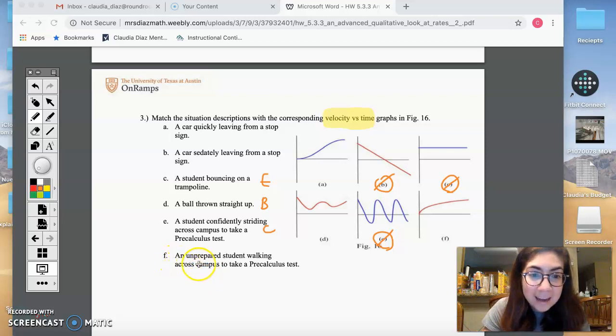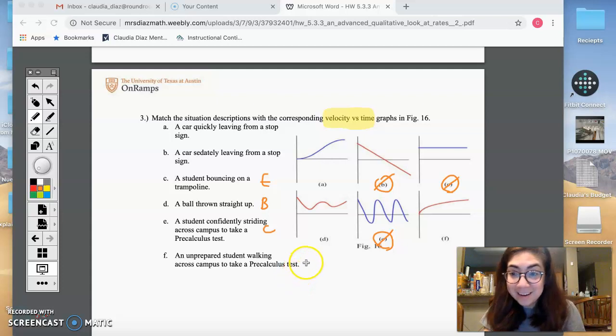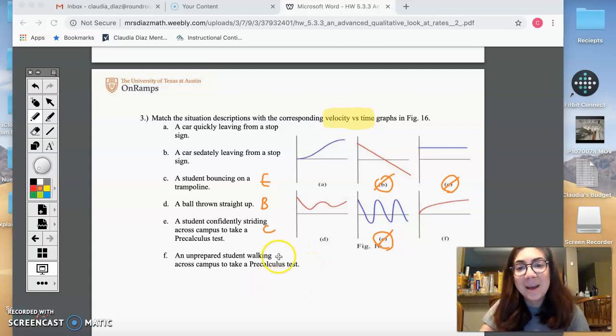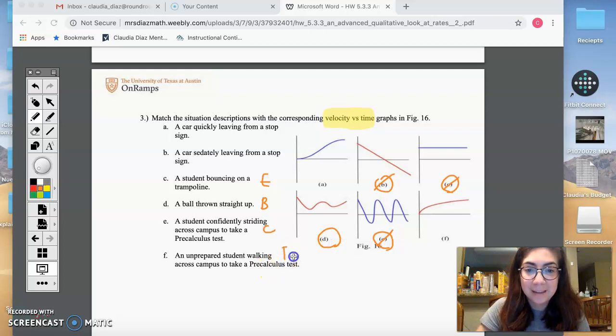F. An unprepared student walking across campus to take a pre-cal test. That's none of you guys, because I know you guys are ready for this test. But when you're a little more hesitant, you're kind of like going back and forth, like, oh man, you're excited, you're going, and then you're like, wait, maybe I need to rethink this. I believe that letter D is going to go with this description. And that's because they're just kind of unsure. You see, they're back and forth. But that's my D right there.